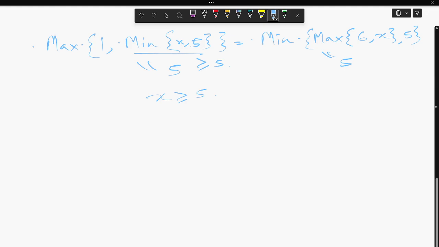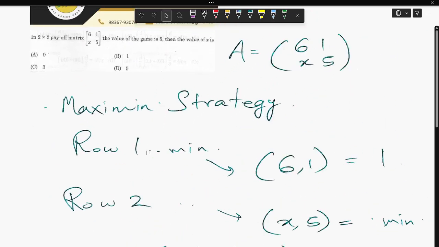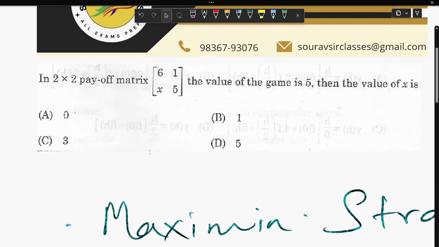We can easily say that this thing will be less than or equal to 5. Since the maximum of 6 comma x takes the larger value between 6 and x, for it to be at most 5, we would need x to be less than or equal to 5, which is not possible unless x equals 5. Thus the only possible value of x satisfying both conditions is x equals 5. So the correct answer of this question is x equals 5.